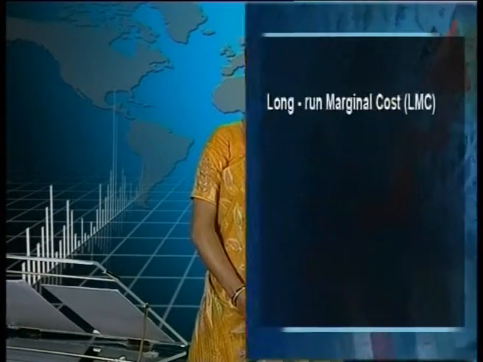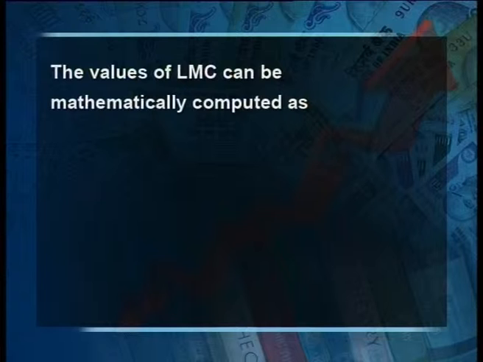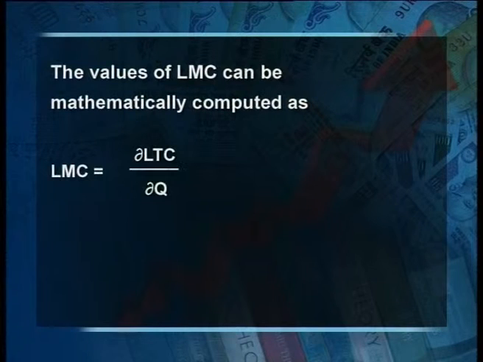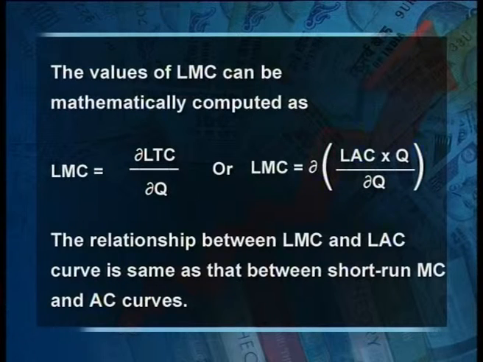Now, let us understand what is long-run marginal cost. Long-run marginal cost basically measures the change in the long-run total cost per unit change in the output. The values of LMC can be mathematically computed as follows. LMC is dLTC divided by dQ, or LMC is d(LAC × Q) by dQ. The relationship between the LMC and LAC curve is the same as that between the short-run marginal cost curve and average cost curves.